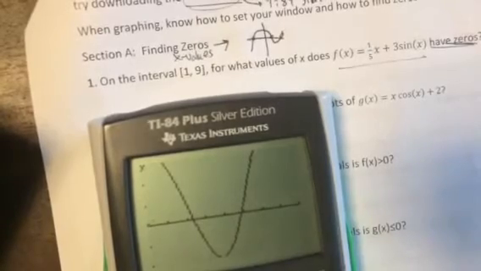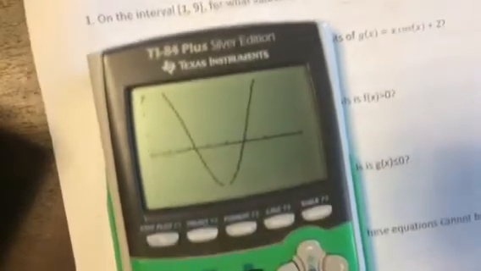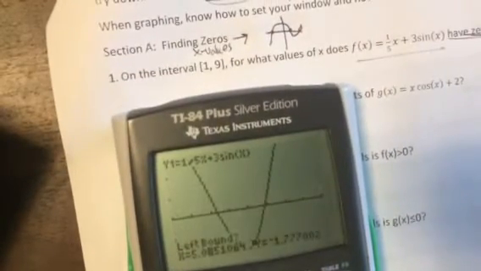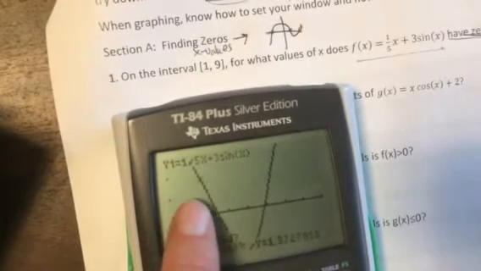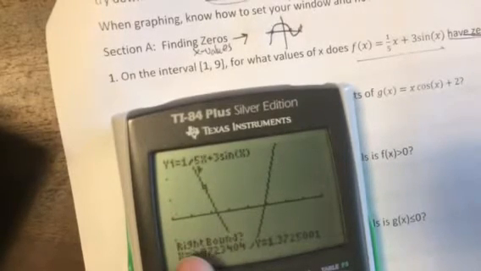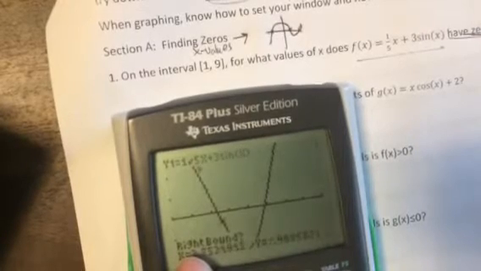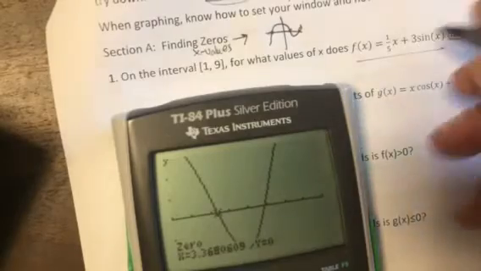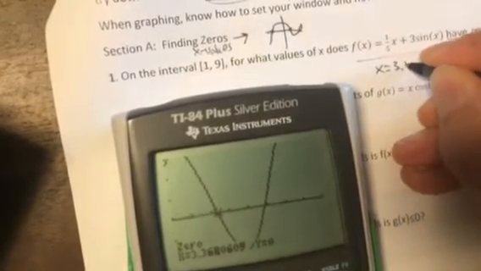There are two ways to do this. The easiest way is to press second, Calc, this is where all the tools are, and we go to 0. It will ask you for a left bound. That means you're going to pick some value to the left of your 0. You see there's a little cursor on the screen here. We go to the left of our 0 and we press enter. And it asks for a right bound. You pick a point to the right of the 0 you're looking for and you press enter. And then you click guess and you just press enter one more time. And here it is. The 0 is at 3.368. So x equals 3.368.